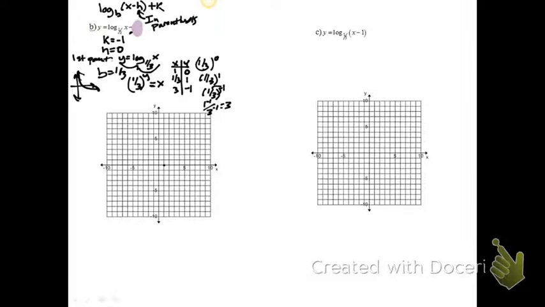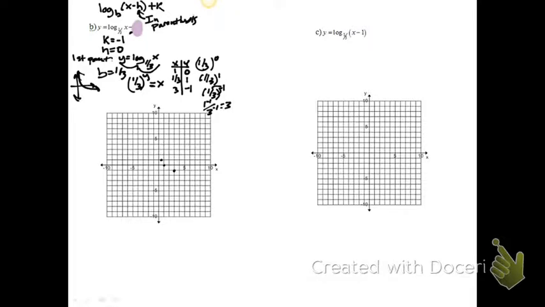When I plugged in 1/3, I got 1, so that's about right there. And 3, -1, that's right here. Now, the parent function, if I were to graph it, would go like that. I'm going to undo all of that because that's not my final answer.